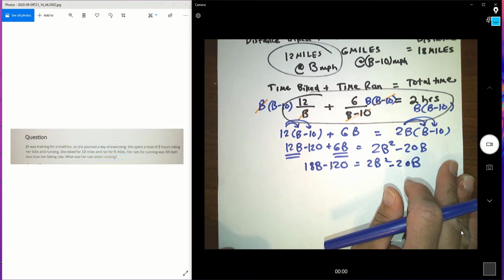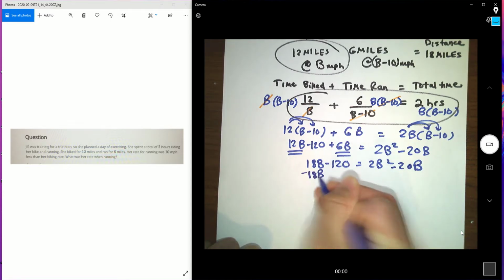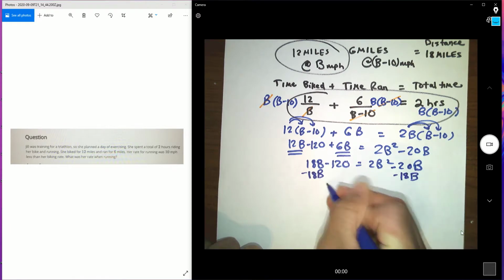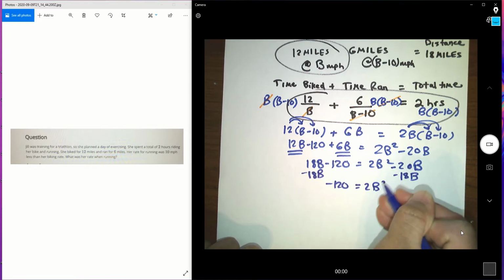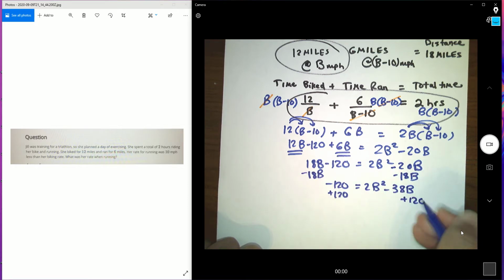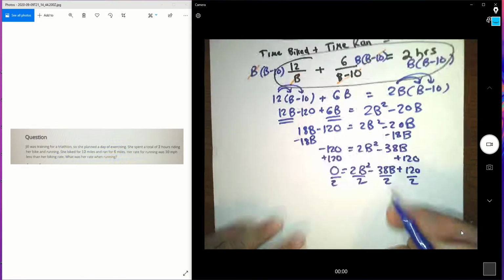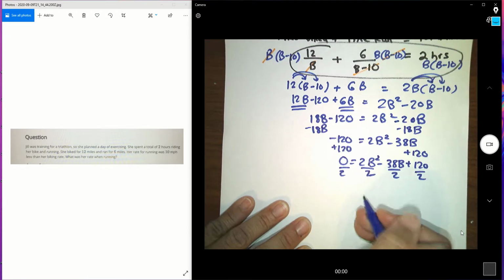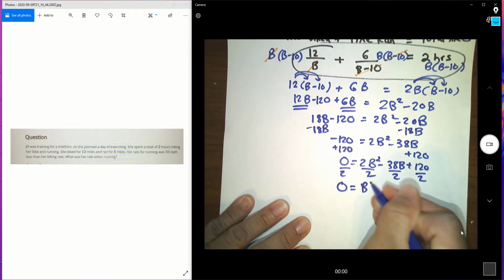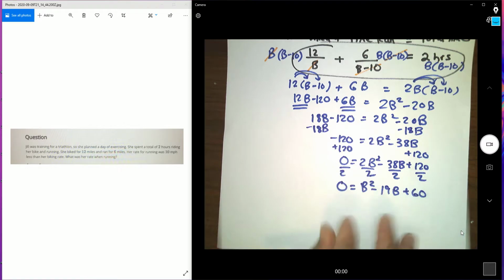Right now, let's get the equation equal to 0 so that we can factor and use the zero product property to figure out what the b is here. So let's subtract the 18b from each side. So we have negative 120 is equal to 2b squared minus 38b. Then add the 120 to each side. So 0 is 2b squared minus 38b plus 120. We'll divide by 2 on each side, that's the GCF, the greatest common factor, to make this a little bit easier for us to factor here.